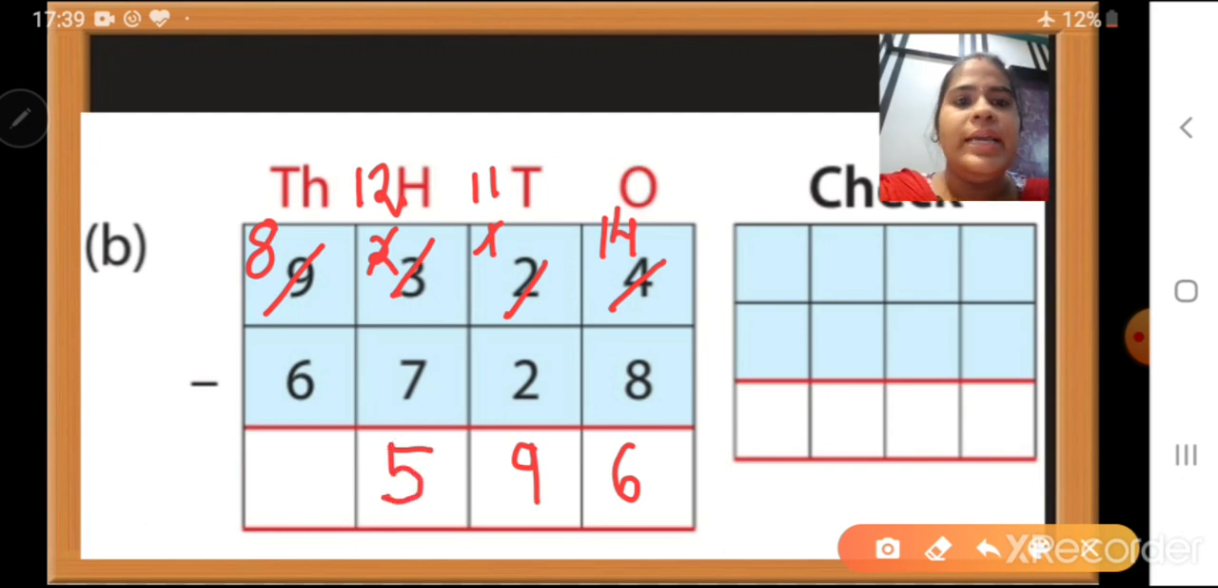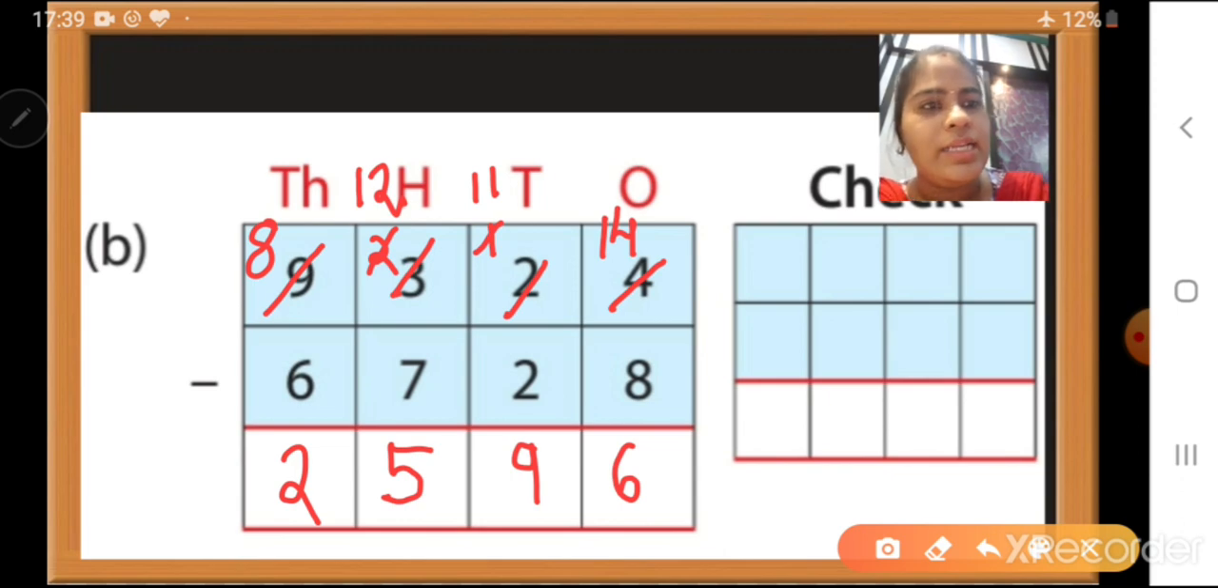Now, children, 8 minus 6. What is 8 minus 6? 2. So, we'll write here number 2. So, children, our answer, or the difference, is 2596. Now, we have to check whether this answer is correct or not.